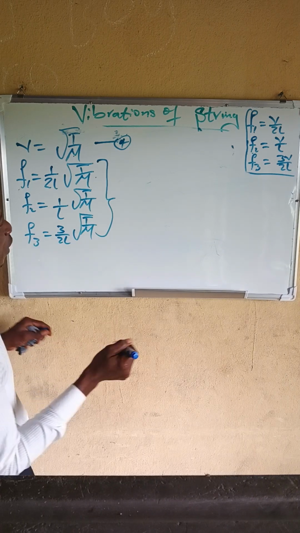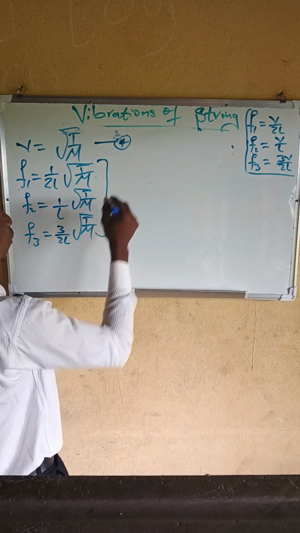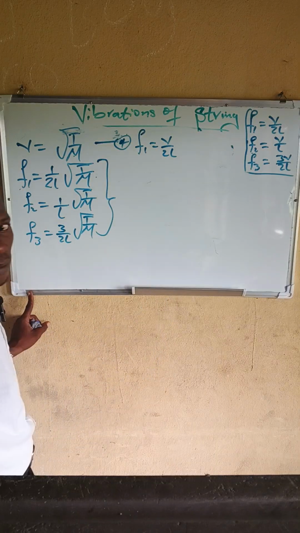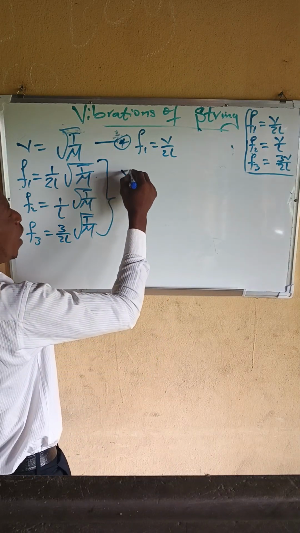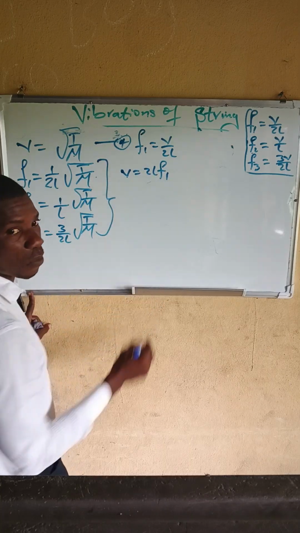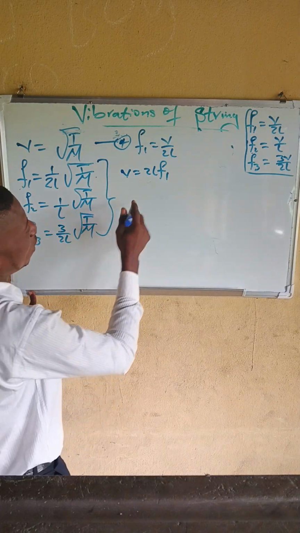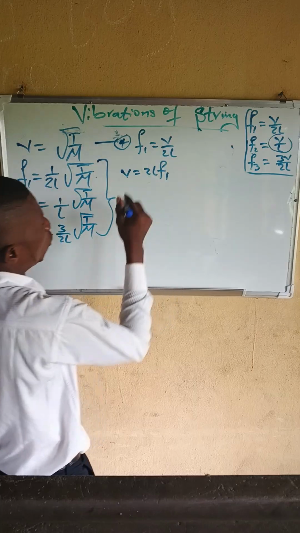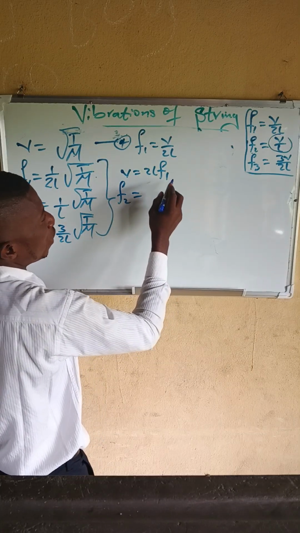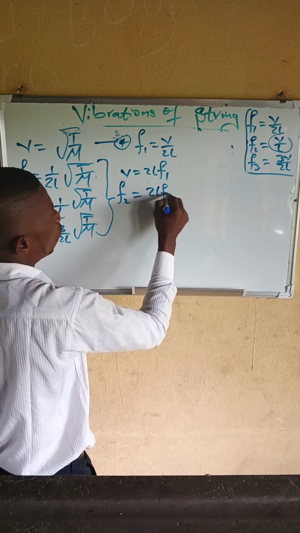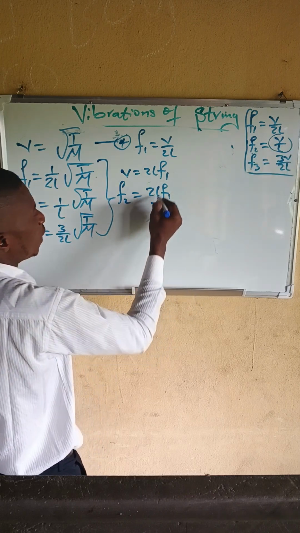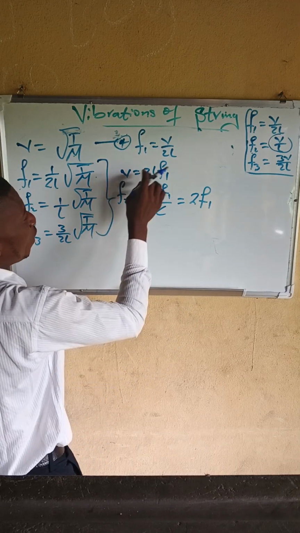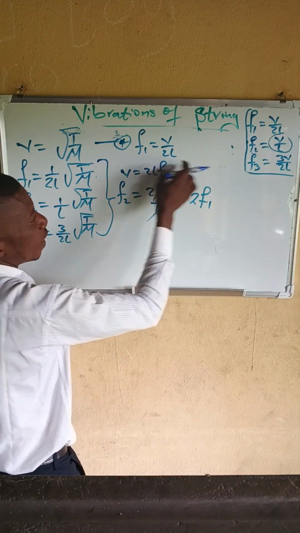Okay. Now, recall from equation 1 that F1 is equal to V over 2L. If I make V the subject of the formula, I will now have V is equal to 2L F1. So wherever I see V, I'm going to substitute this into the equation. So my F2 will now be V, which is 2L F1 over L. This L will cancel L. I have 2F1.